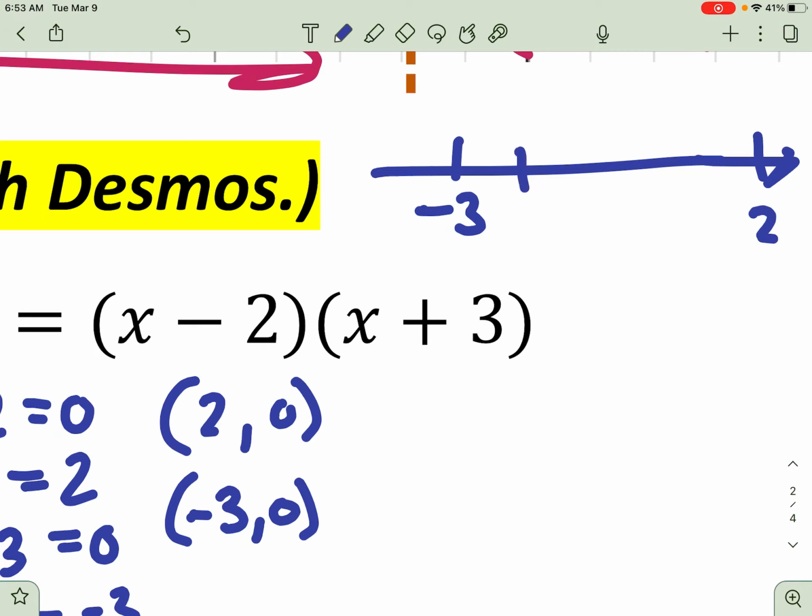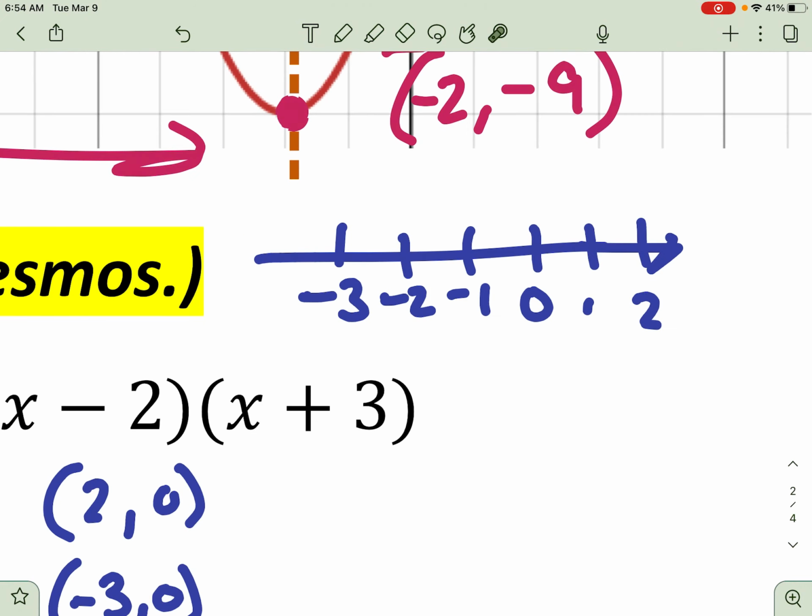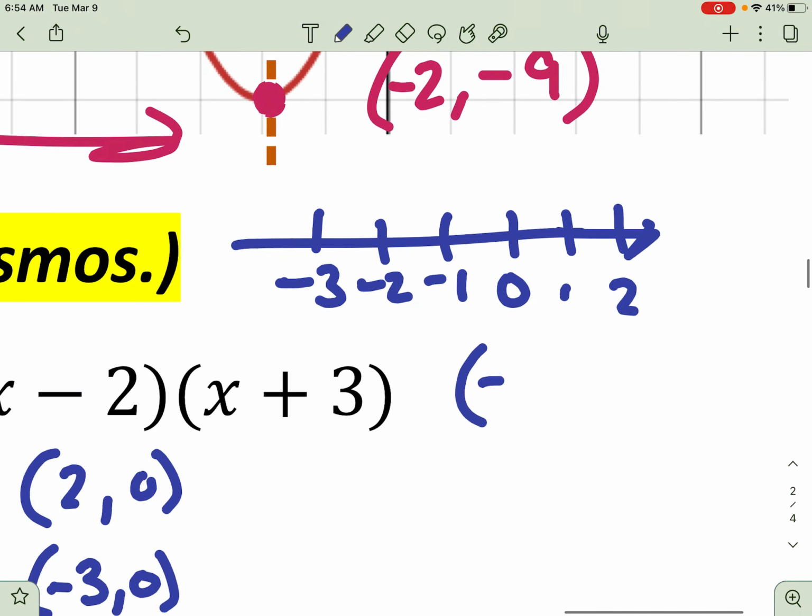Let's just go in order here. So -2, -1, 0, 1, 2. So how many spaces? 1, 2, 3, 4, 5. Okay, so this is good, this is an odd number of spaces. So what's halfway between 5? Well, half of 5 is 2.5. So we're going to go over 1, 2 and a half, which puts us at about negative 1/2, right?